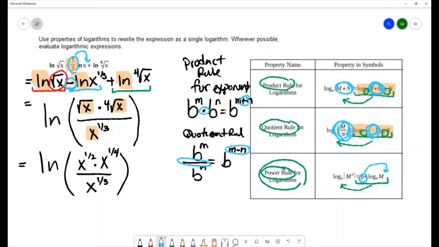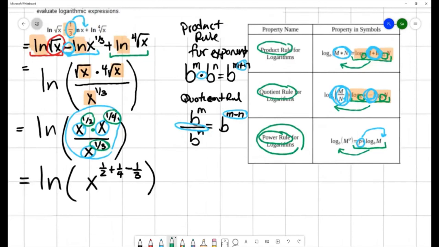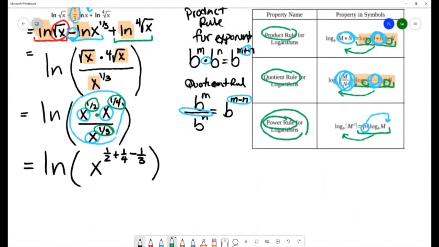So inside of this log, we have the same base of x. So we're going to be able to combine those together with the product and quotient rule for exponents. So I'm going to have that same base, and we're going to do 1/2 plus 1/4 minus 1/3. So I add these two together because they're multiplied, and I'm going to subtract this one because it's divided. So on the side here, I'm going to do 1/2 plus 1/4 minus 1/3.